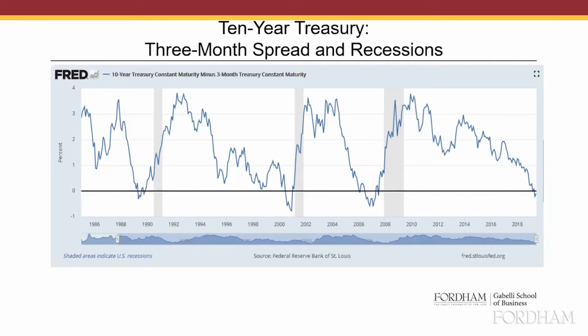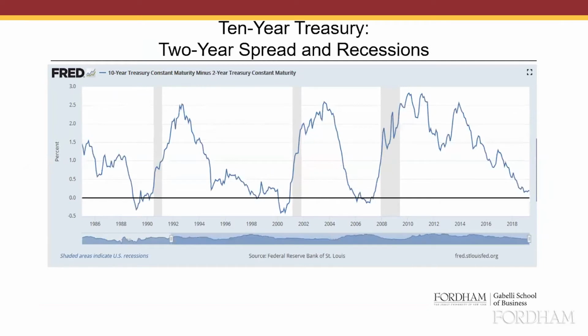Whether we look at the 10-year minus 3-month spread or the 10-year versus the 2-year spread, you can get this chart from the Federal Reserve Economic Database. This is 10-year minus 3 months. This is 10-year minus 2 year.